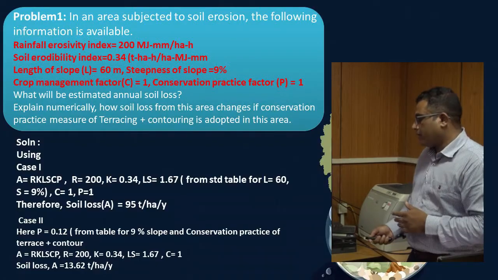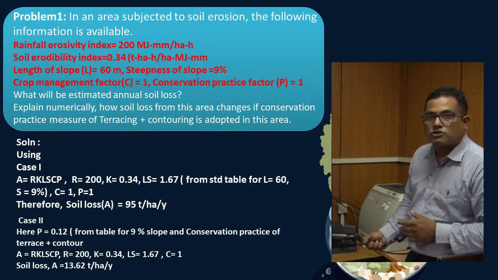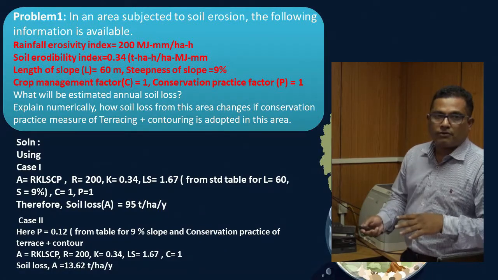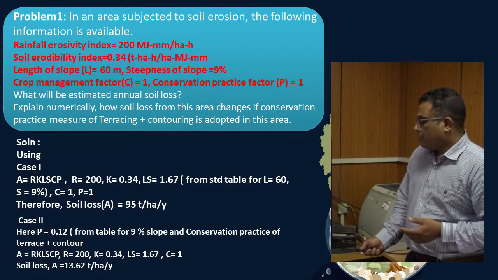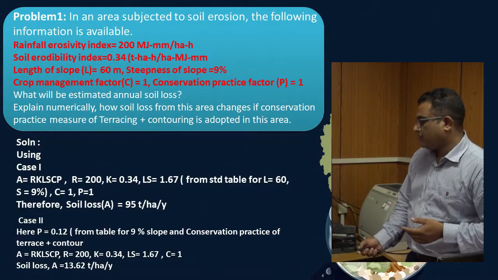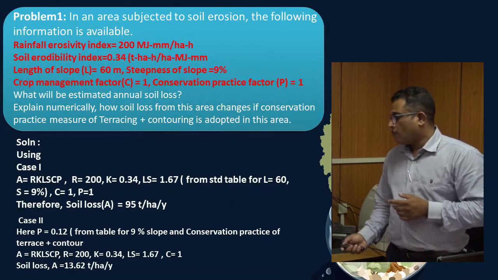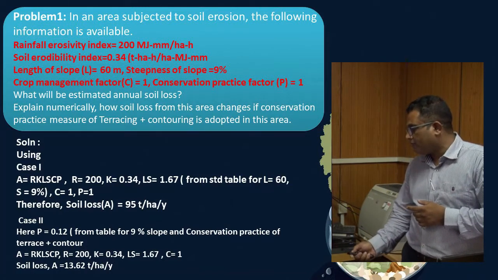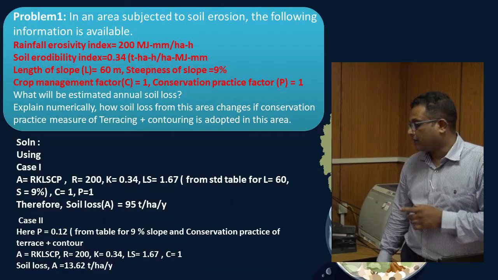So in such a scenario, R will remain the same, K is the same, LS is also the same because length and steepness are the same. C, there is no crop cover. Crop management we are not doing in that type of land. And the value of P we have found out is 0.12. Now the total soil loss A, if we multiply all these factors, comes out to be 13.62 ton per hectare per year.